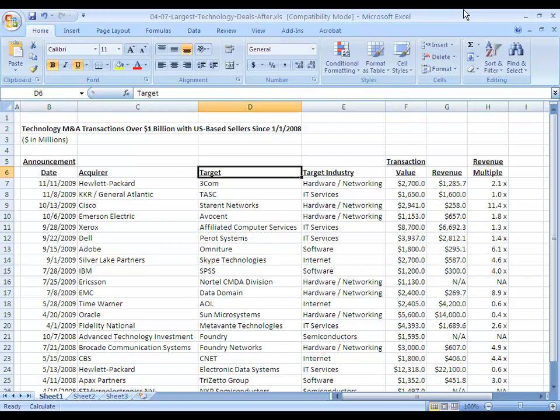Now, in terms of actually finding companies that meet this criteria, the process that you go through here is very similar to what we saw for public company comparables. Basically, we look online, we look through research reports, sometimes equity research, and we try to compile a list of large transactions, in this case, over $1 billion, that have occurred over a certain time frame.